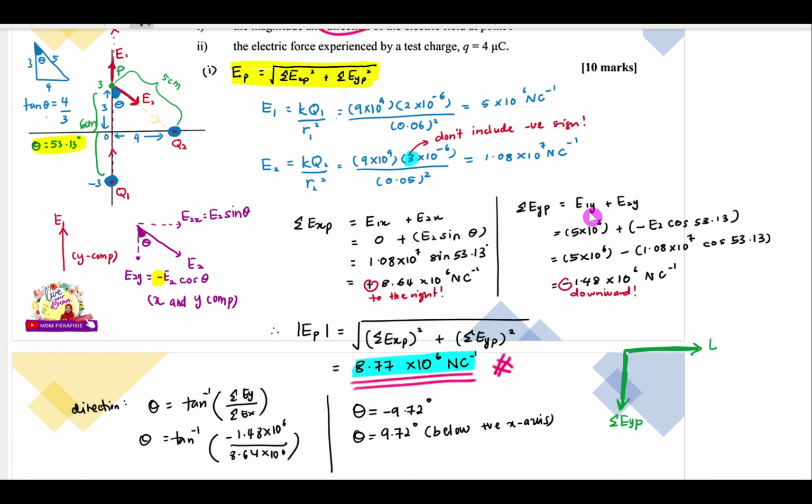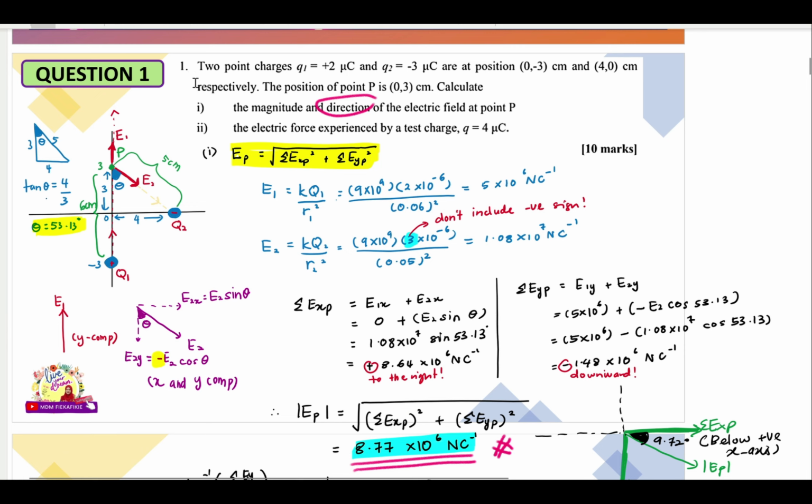Okay, so total EXP to the right. And this is the resultant electric field at point P. Kita dah kira tadi. And where is the angle? So the angle is here. Yang kita kira. So the angle here is 9.72 degree. Alright, so this is negative x-axis and this is positive x-axis. So daripada sini kita nampak dia adalah below. Okay, below positive x-axis. Okay, bawah bawah positive x-axis. Alright, so finish question the first part, which is part 1.